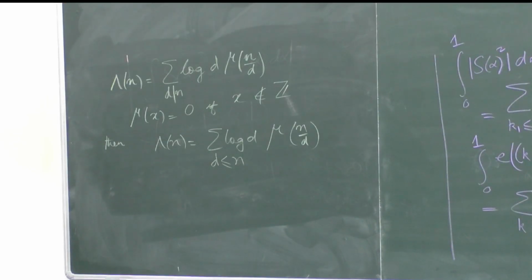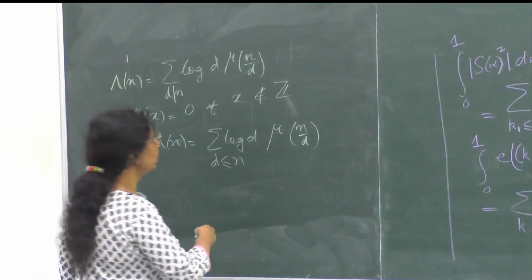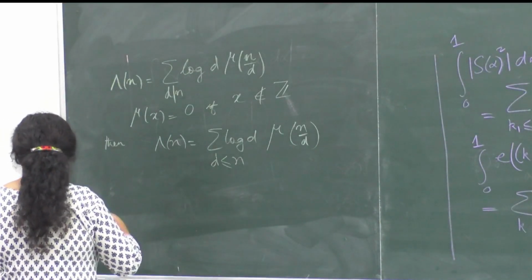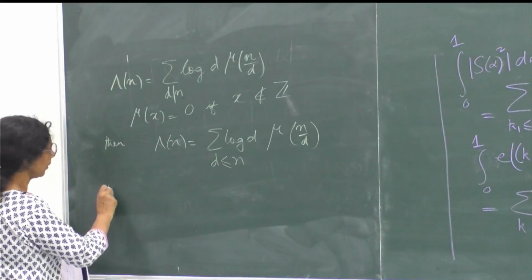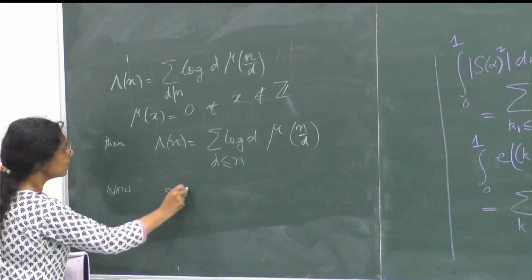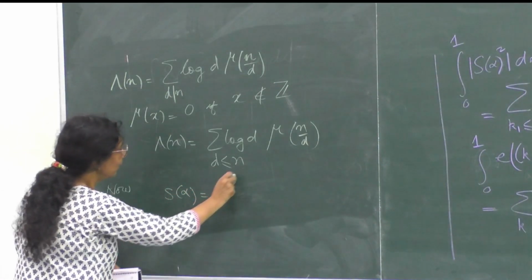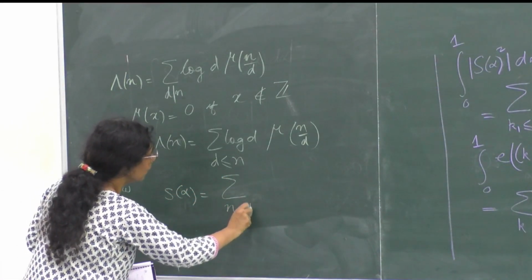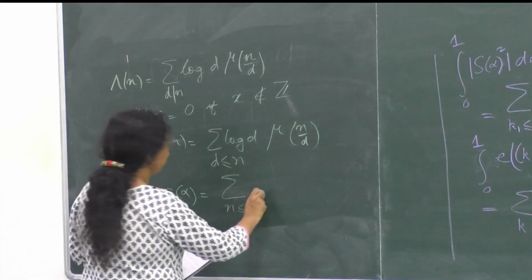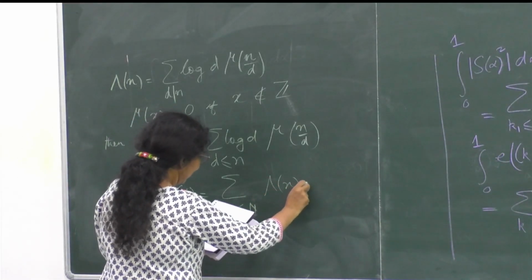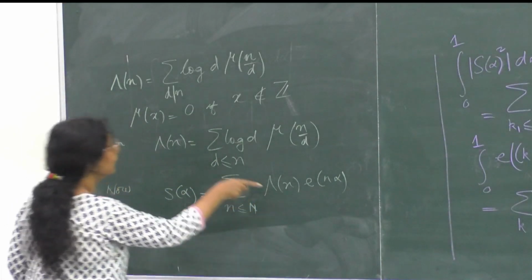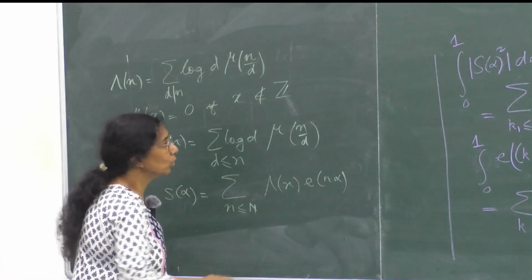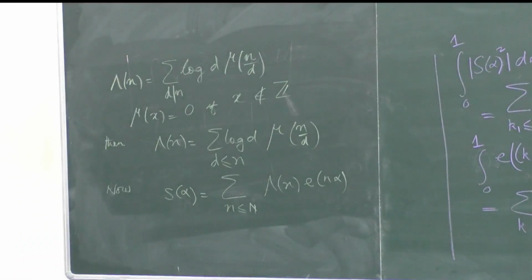Let's go back to our S of alpha, which we were trying to understand right from the beginning. So S of alpha is equal to the sum over n less than or equal to n of lambda n exponential n alpha. Which I will write back now. So easy here to do that.